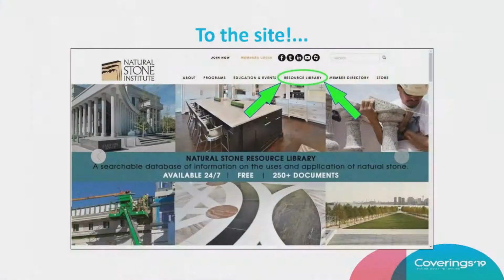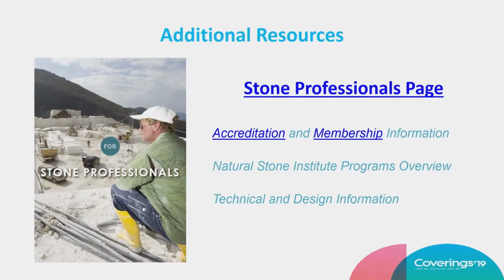So normally we go right to the site through our main web page, which is naturalstoneinstitute.org. You click on that button I've got highlighted there, which takes you straight to the resource library. And it's just like a browser. It's just like using Google. It pulls up a keyword box.